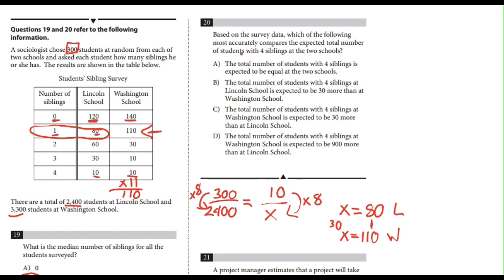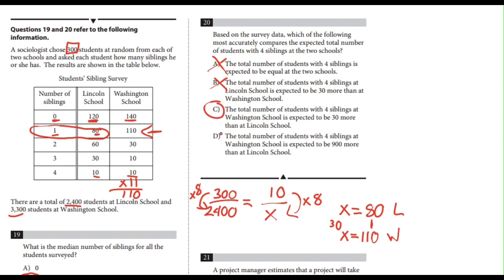So now let's look at the answer choices. A, the total number of students with 4 siblings is expected to be equal at the two schools. That's not true. B, the total number of students with 4 siblings at Lincoln School is expected to be 30 more than at Washington School. That's not true. We know that Washington is going to be 30 more than Lincoln. The total number of students with 4 siblings at Washington School is expected to be 30 more than at Lincoln School. That's going to be the answer.